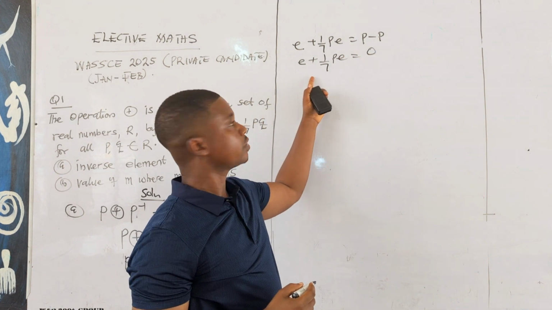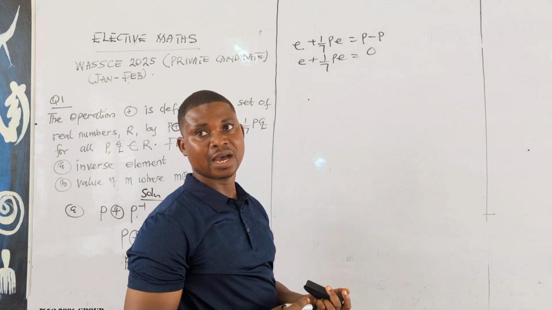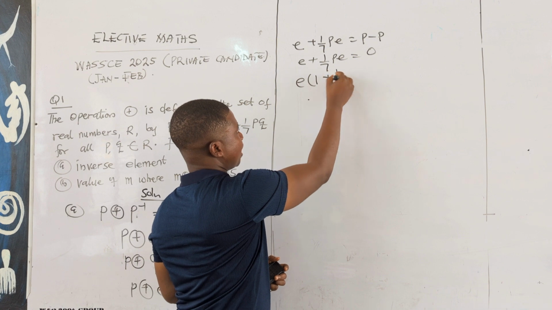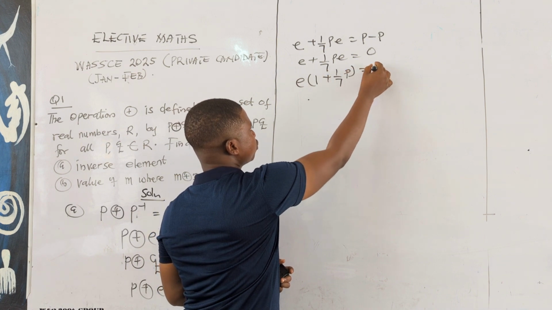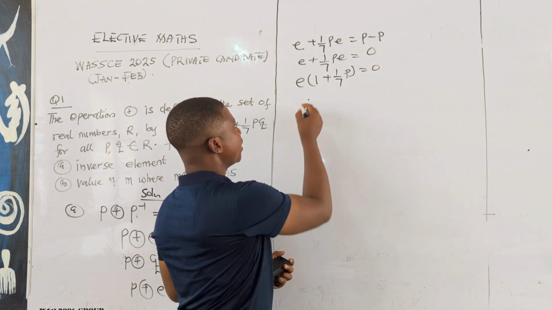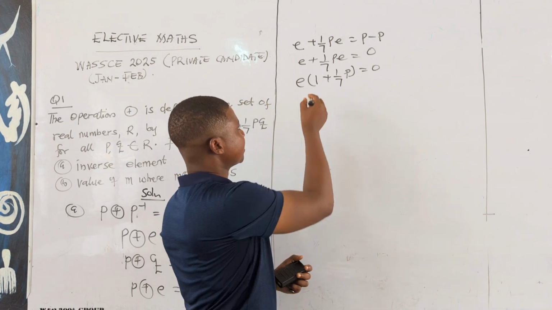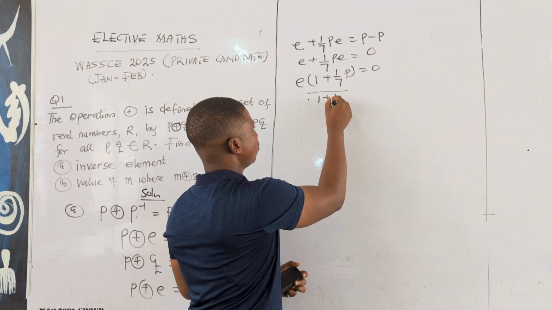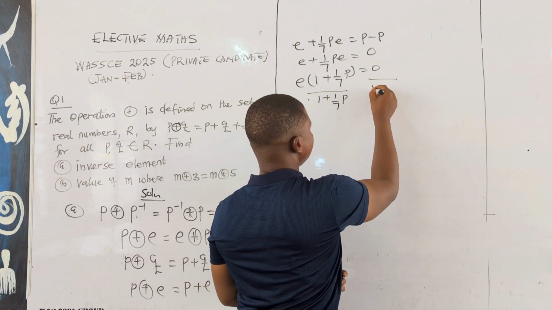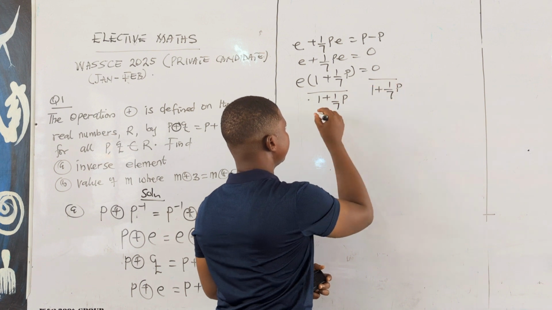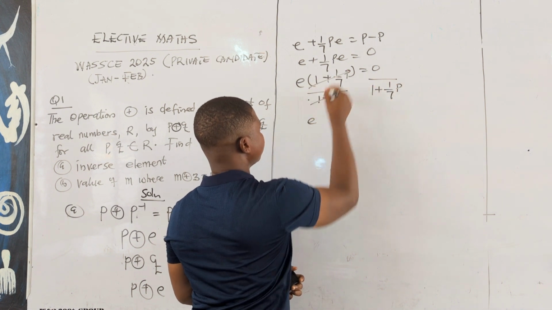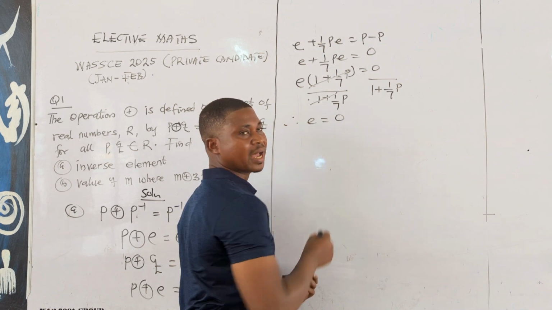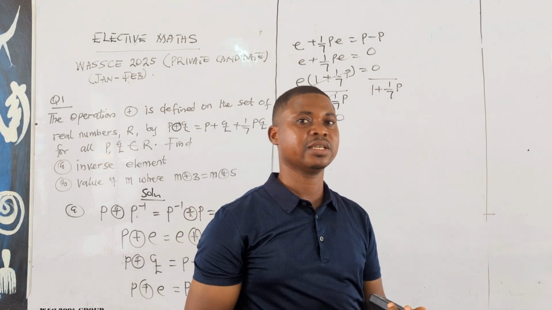So we want E. At this stage, you have to factor E out. So E out, we have (1 + 1/7 P) = 0. We want E, so what you have to do is to divide through by 1 + 1/7 P. So E, cancelling out, gives us 0 over any number, which is 0. Therefore, our identity element is 0.